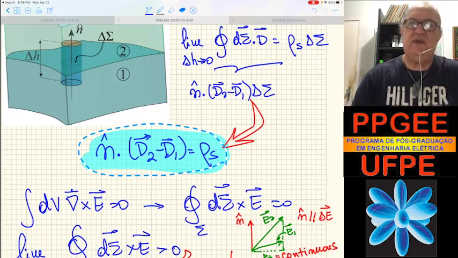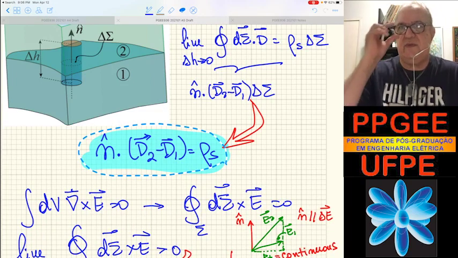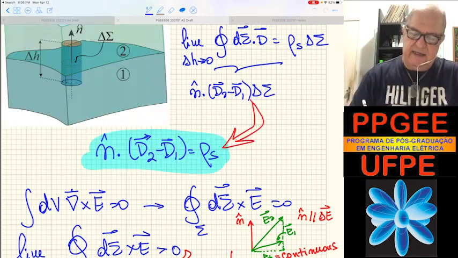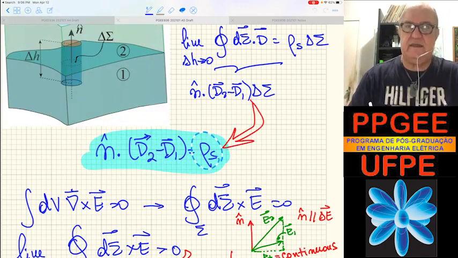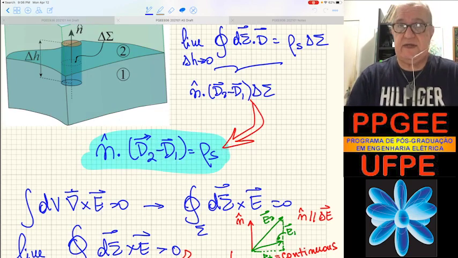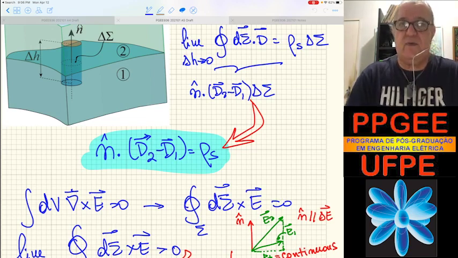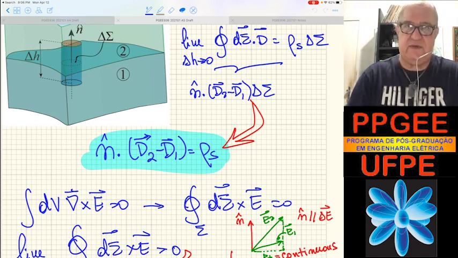There's a discontinuity in the normal component of the flux density vector if you have a surface charge density. Okay? If you don't have a charge density on the surface, then the normal component of the D field is continuous. Okay?